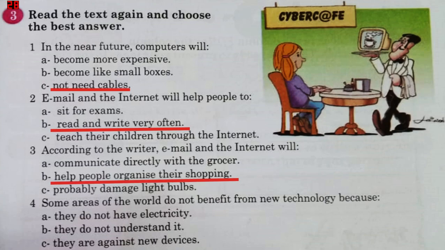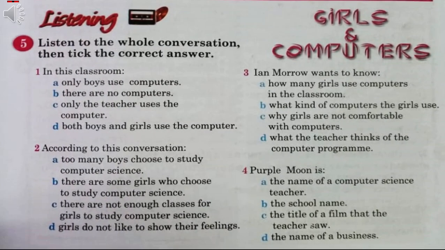غتساعد الناس انهم يعملوا التسوق ديالهم. Some areas of the world do not benefit from new technologies because they don't have electricity, they don't understand it, they are against new devices. الجواب صحيح, they don't have electricity. ما عندهمش الكهرباء. Alright, let's move now to listening. Very important text. واحد text مهم عندكم هنا.